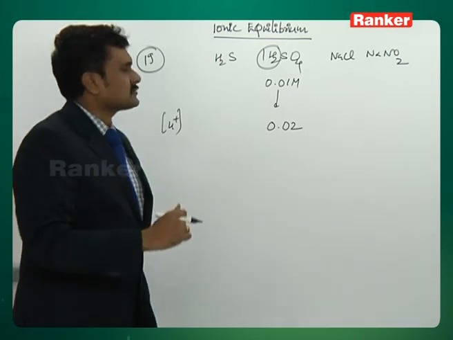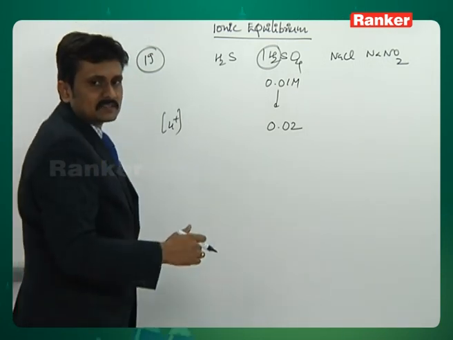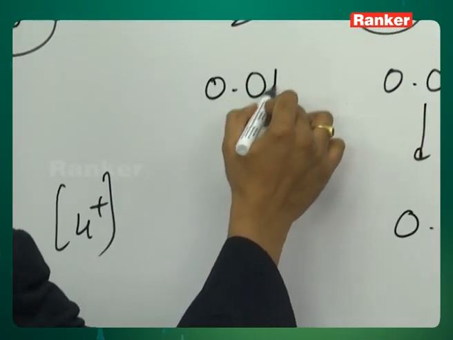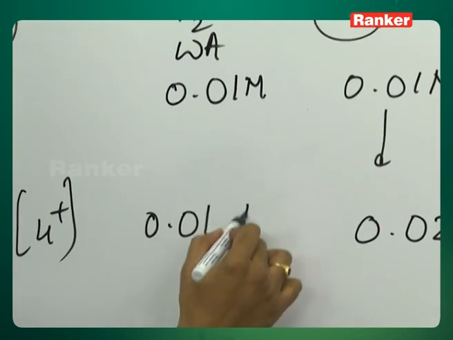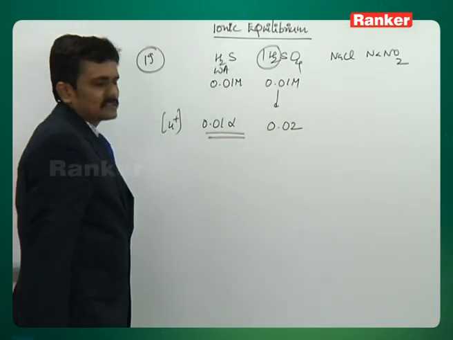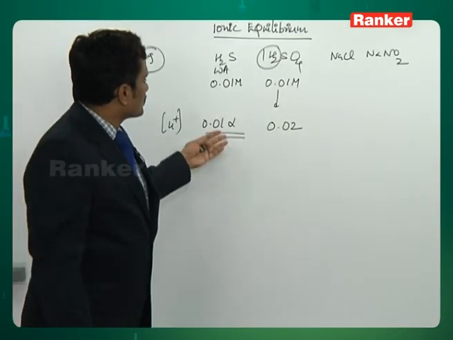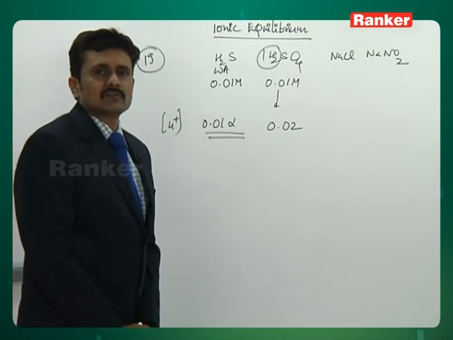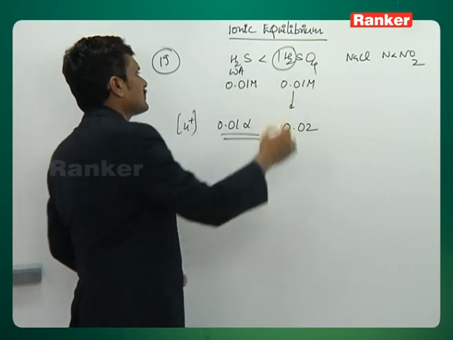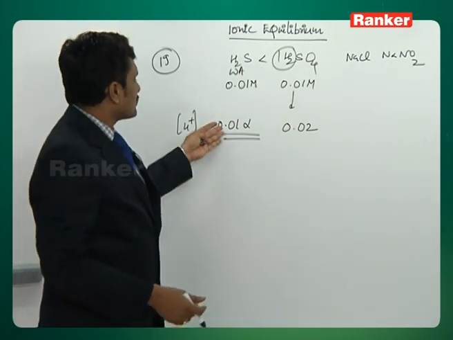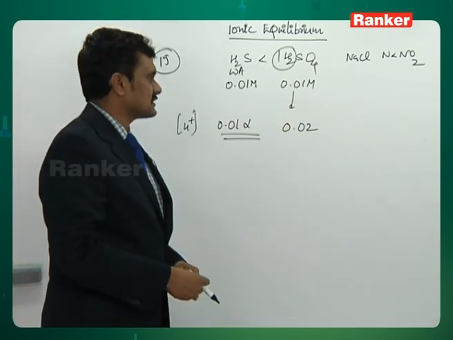Now, we have H2S, which is again taken as 0.01 molar. We know that it is a weak acid, so we will be getting only 0.01 times alpha, where alpha is the degree of dissociation. So, we won't get the total amount of H2S dissociated, as we are aware that H2SO4 is a stronger acid compared to H2S. Hence, the concentration of H+ obtained from H2S is a little lesser.